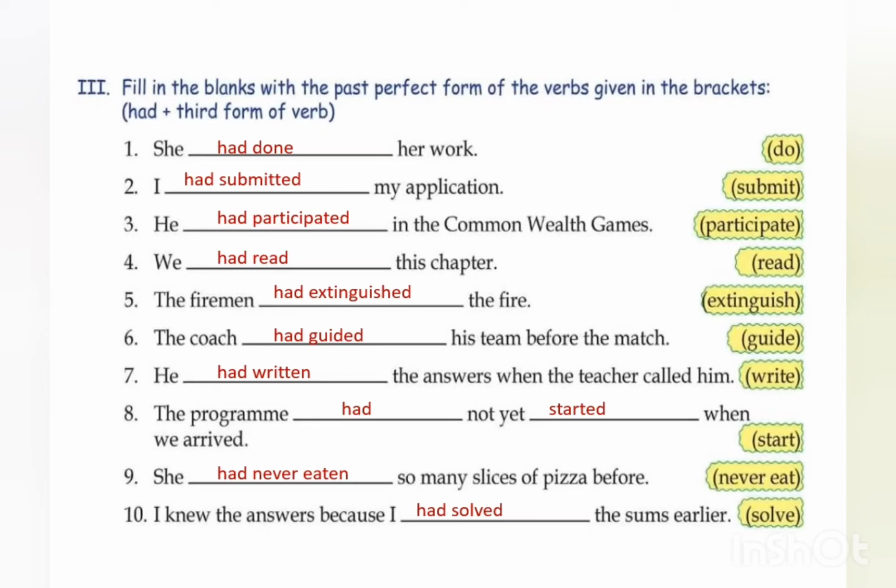The fifth sentence, extinguish. Extinguish means to put off. The firemen had extinguished the fire. Next is guide. The coach had guided his team before the match. Write. Now write, if you see the three forms, it is write, wrote, written. So he had written the answers when the teacher called him.